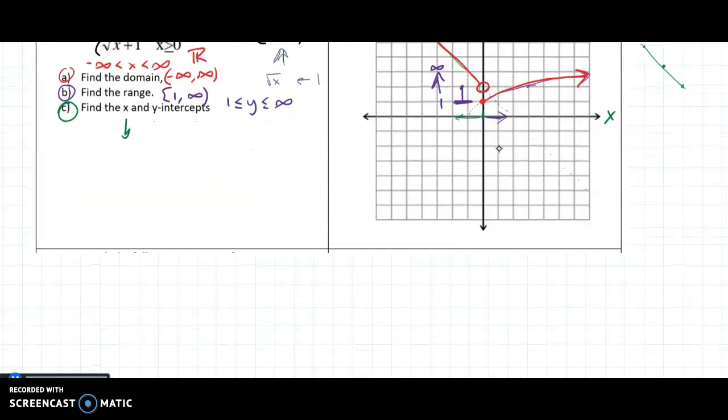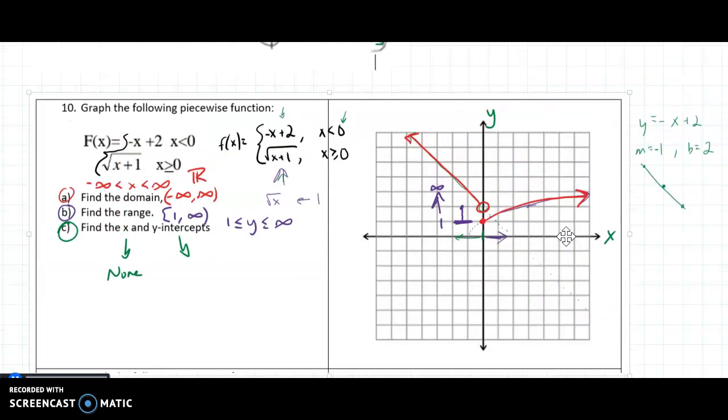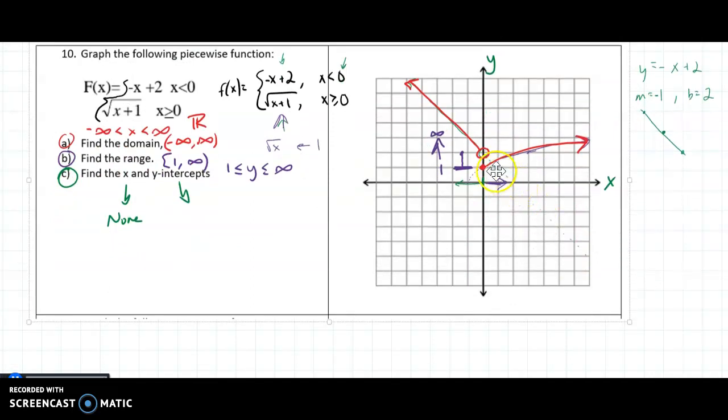So none. And then the y-intercept, well, if you look here, you may want to say 2, but look, it's an open circle there. I have to take the spot where the closed circle is. So the y-intercept would be y equals 1. You could also just write 1, and that would be okay. So hopefully this helps, the coloring helps, and you're feeling moderately confident with these piecewise functions.